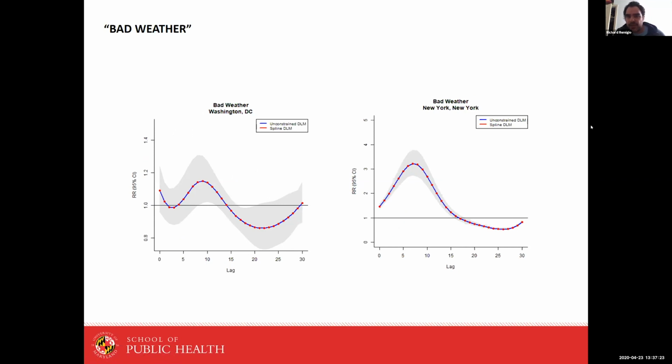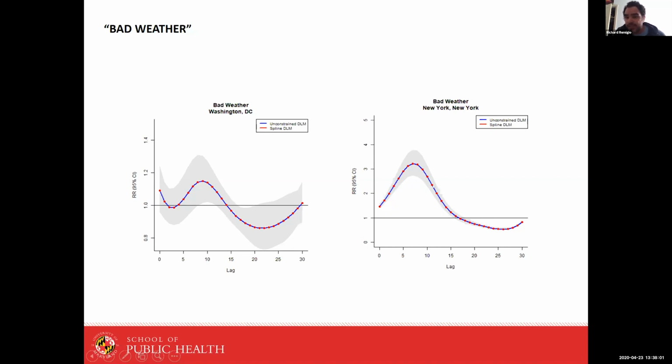And then I created a bad weather variable, bad weather being not just rainfall, but also fog or other undesirable weather that may preclude people from wanting to go outside. And we're able to see with respect to DC the same pattern, where after about 10 days we see a gradual decrease in the risk of increasing coronavirus cases.